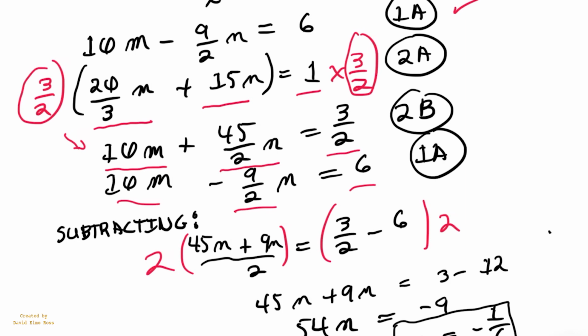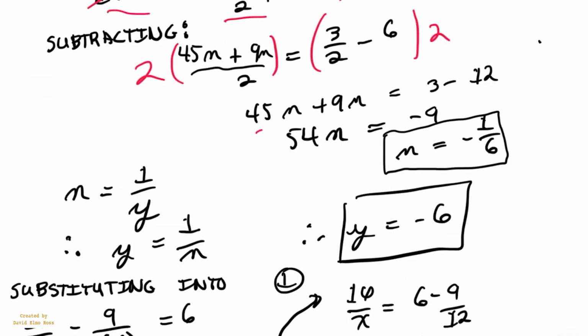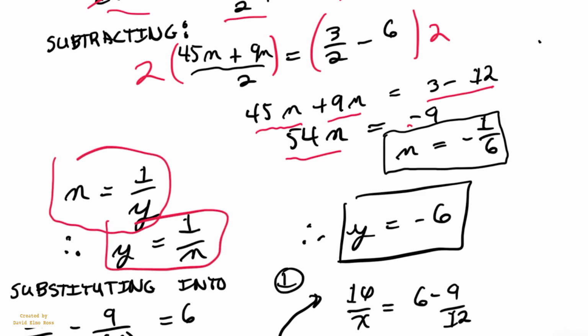When we subtract these, we'll see that these m's go out, and we're left with 45n plus 9n over 2 equals 3 over 2 minus 6. We're going to see that we get 45n plus 9n equals 3 minus 12, and then when we solve, 54n is minus 9, which means that n is equal to minus 1 over 6. Now if we remember that n was 1 over y, therefore y is 1 over n. So if we flip this over, we get a result of y is equal to minus 6.